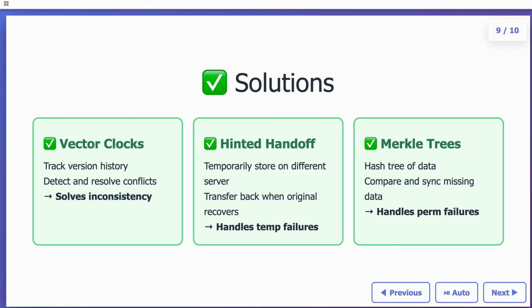Limitation 3. Permanent failures. What if a server is permanently lost? Solution: Merkle trees. Each server maintains a hash tree of its data. By comparing trees, servers can quickly identify and synchronize missing data. These techniques ensure our system remains consistent, available, and partition-tolerant, even under failures.